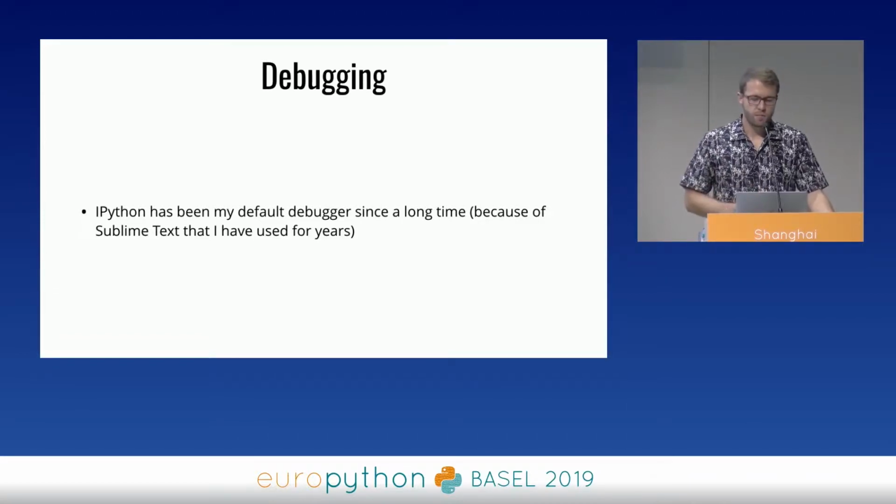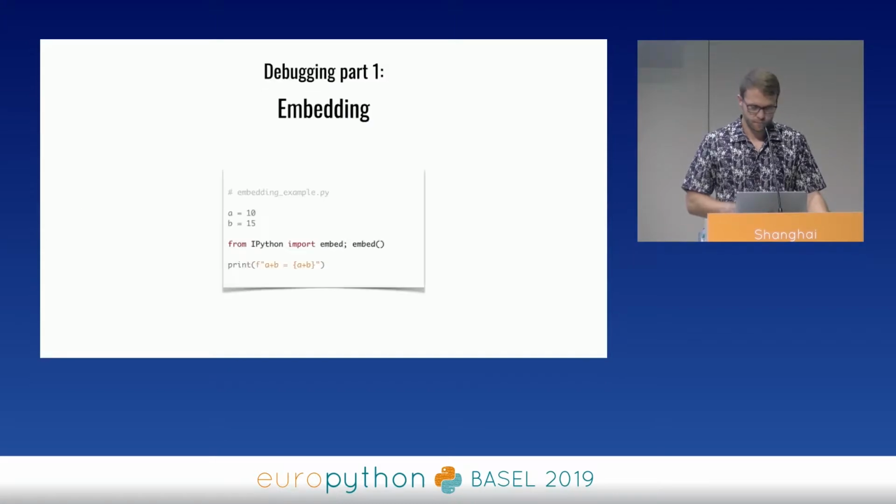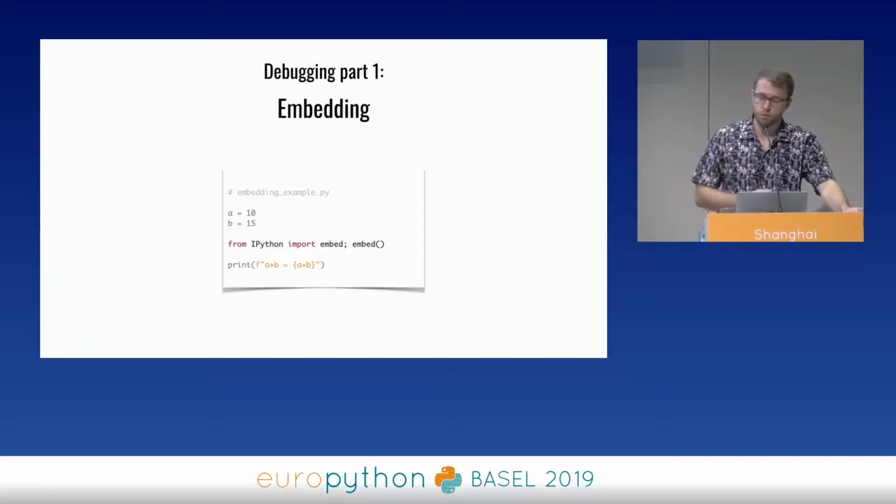So how can I use IPython as my debugger? Well, the first thing that you can do is to embed IPython anywhere in your code. To do that, you need to import the embed function from IPython and then just call it. I like to put those two statements on one line so I can remove them with just one keystroke, and also all the code linters will complain about it, so I don't forget to remove it when I'm done.